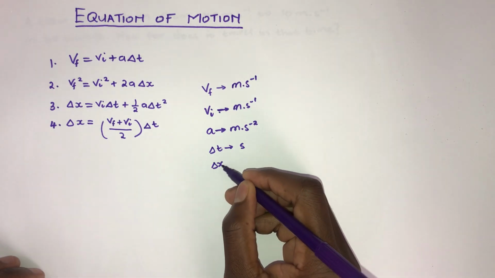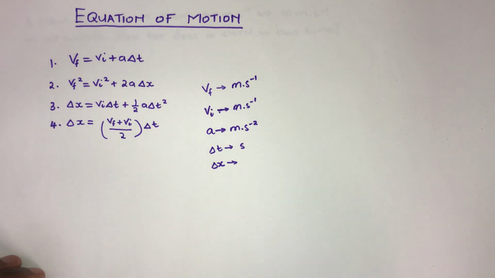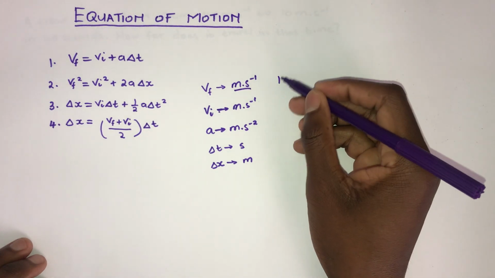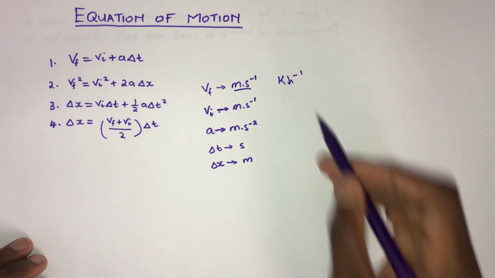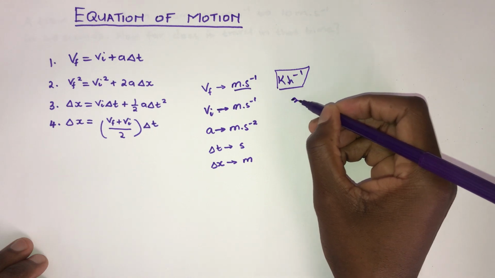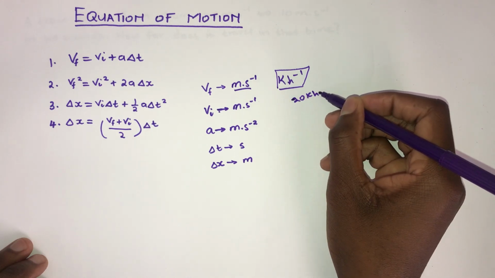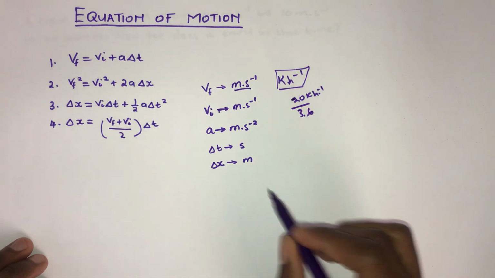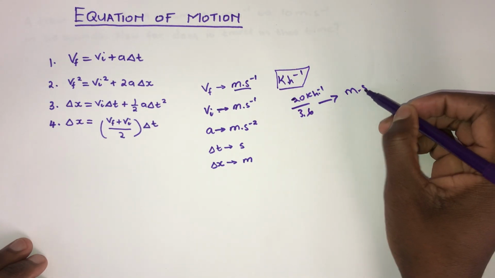The change in x, like I said, is the displacement or the distance, so we measure our distance in meters. If it's given in kilometers, make sure that you convert it to meters. For meters per second, sometimes they give you kilometers per hour, for example, 20 kilometers per hour. You make sure that you convert kilometers per hour to meters per second by dividing by 3.6. This will take you to meters per second, just like that.